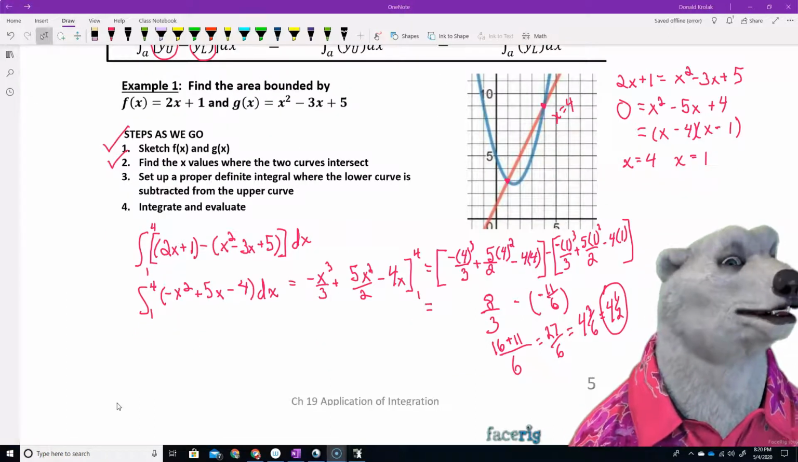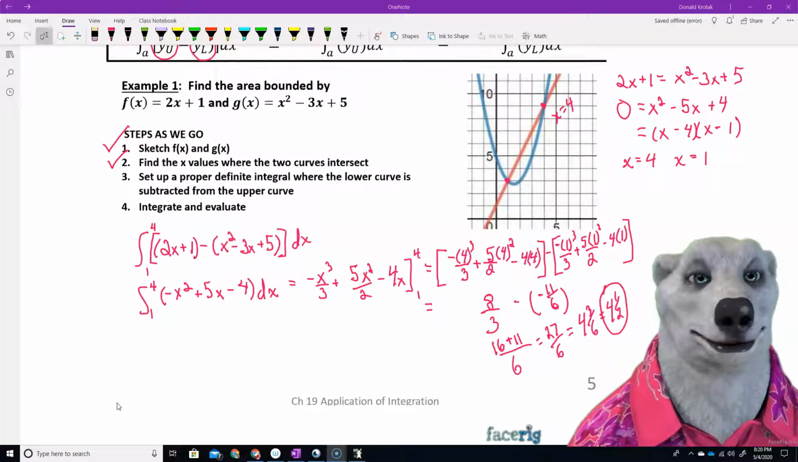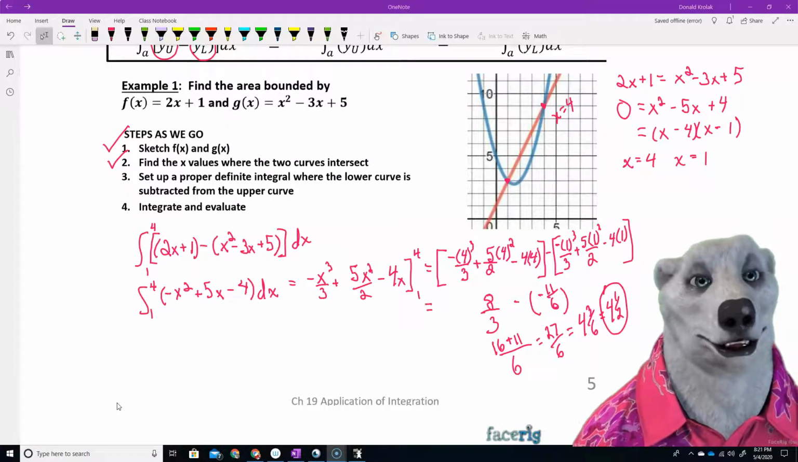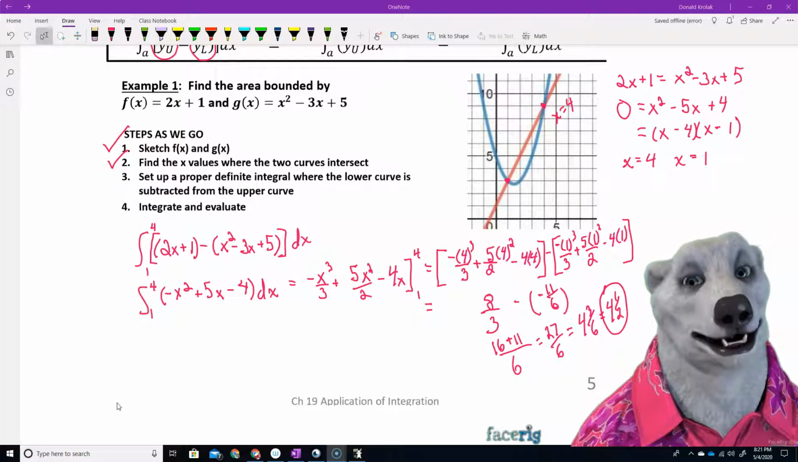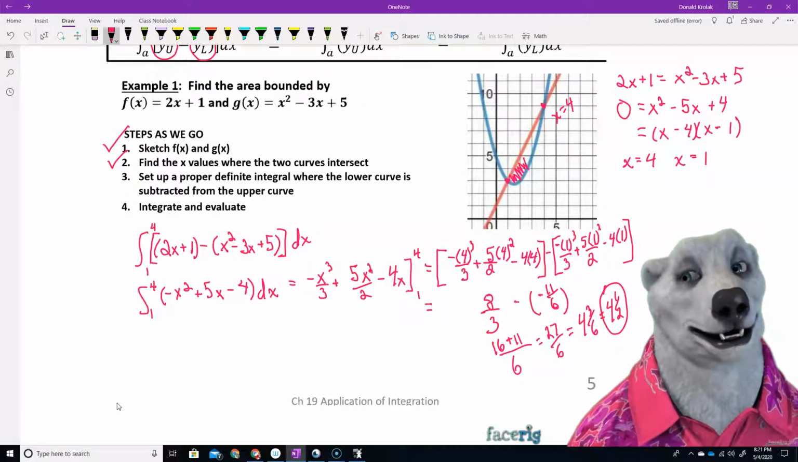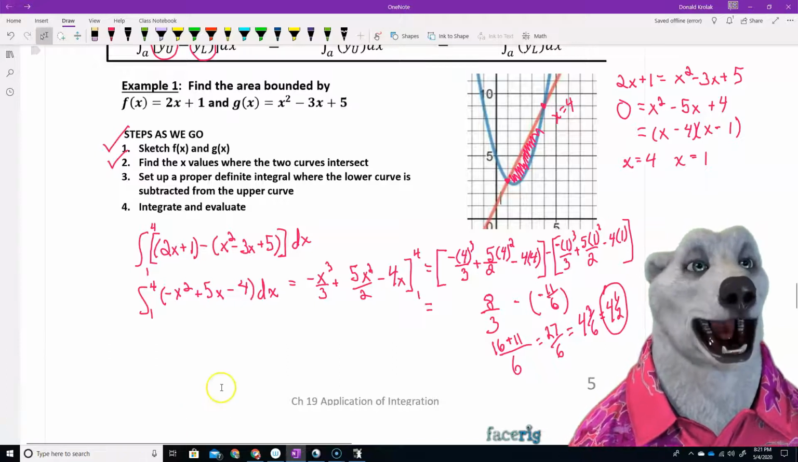All right, here's after all the work that we had to do. And I'm not going to go through all the arithmetic here, but we end up with 4.5. And that's our area, just like Desmos predicted, between those two curves. All righty.